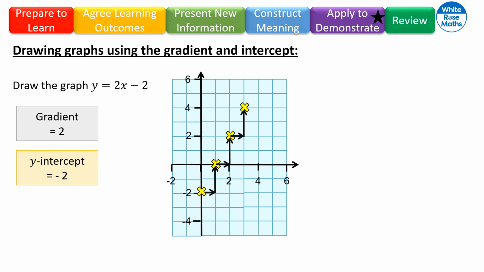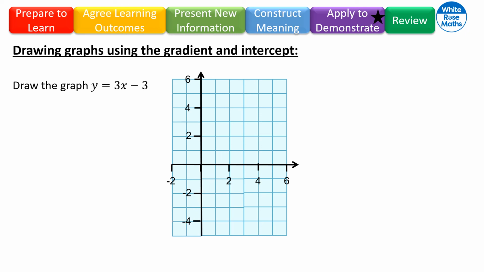And as you can see, if I now join up the points, I'm making a nice line, and that there is the line y = 2x - 2. Really quick, isn't it? Really, really simple. Okay, let's have a go at another one.